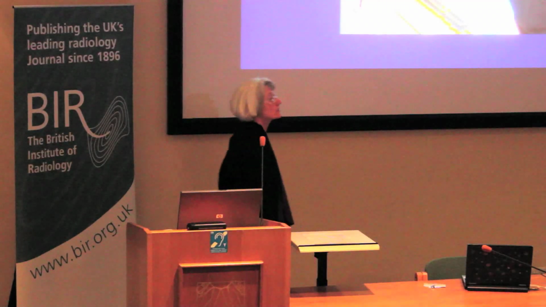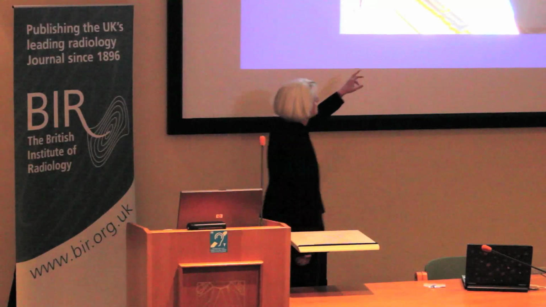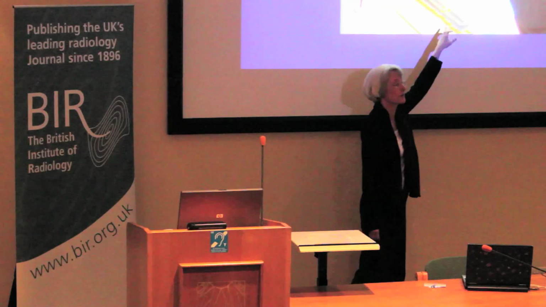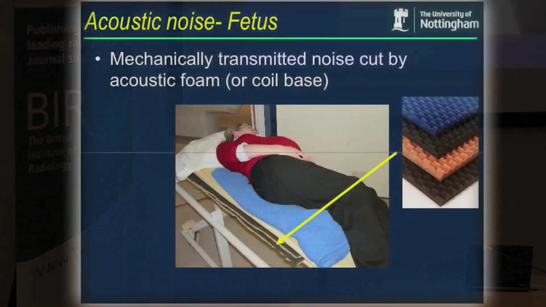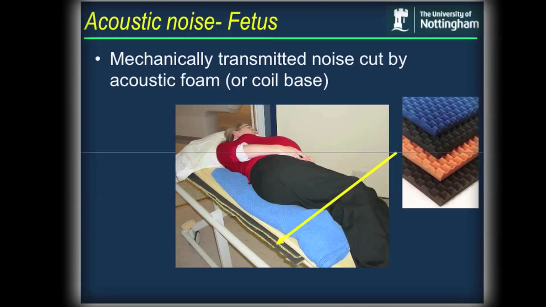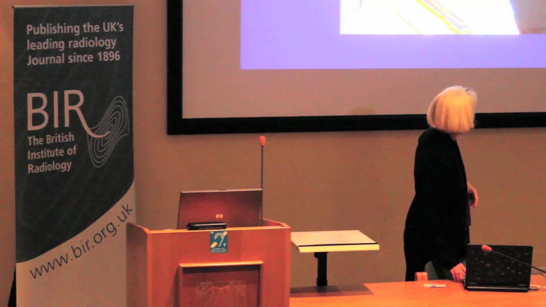One way to reduce the acoustic noise to the pregnant woman, to the fetus in the pregnant woman, is to make sure there's good foam between the mother and the magnet bed, because the magnet bed is going to be the main source of transmission to the fetus, with sound coming up from vibrations. This isn't always possible or easy if you're using the wraparound surface coils, but it would be ideal.